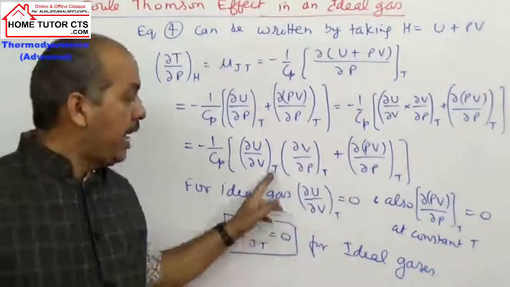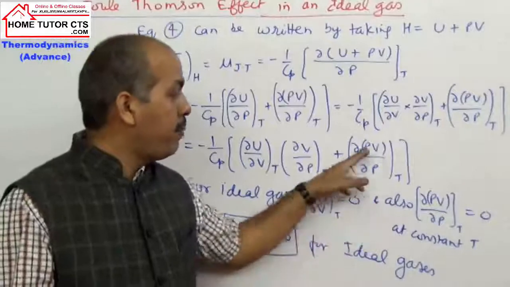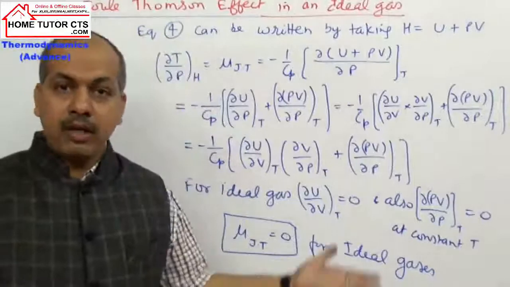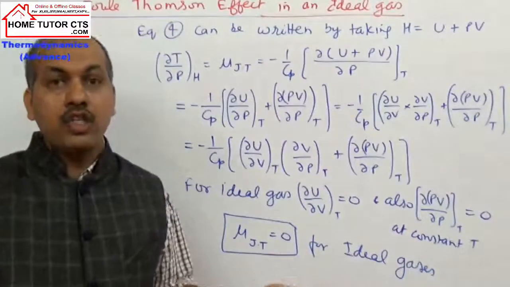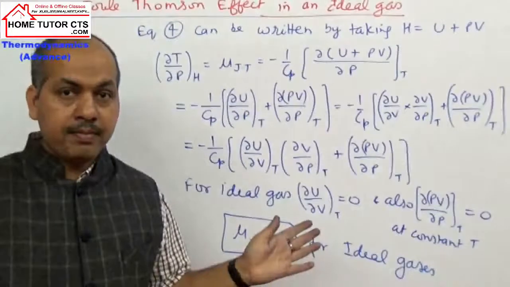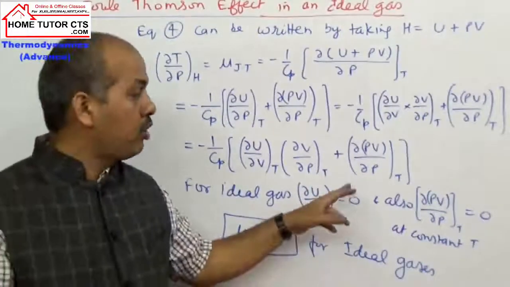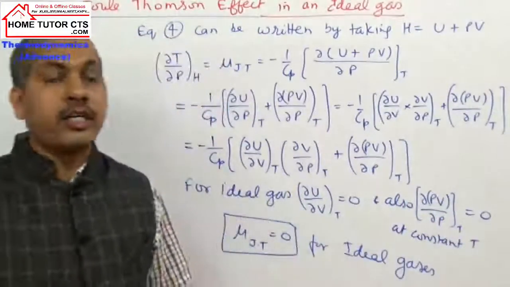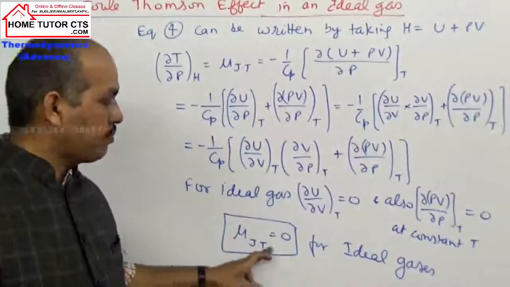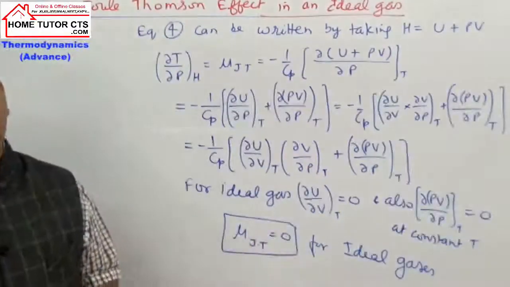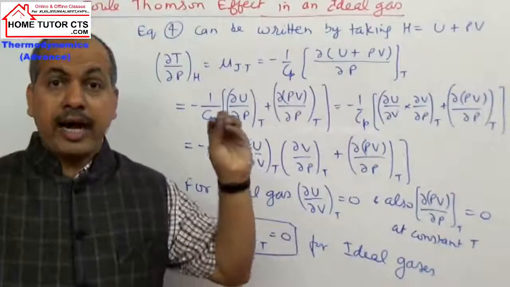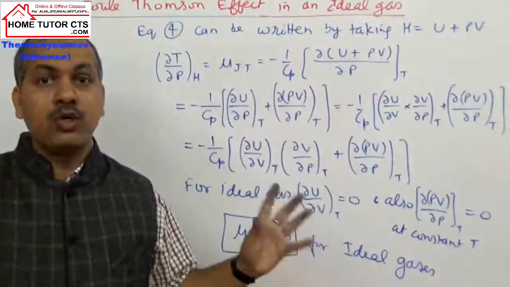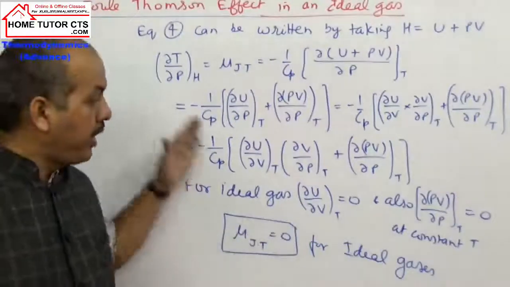It is 0 for an ideal gas, and also we know that del Pv by del P at constant temperature, by definition of Boyle's law, for constant temperature and a fixed amount of gas, the product of pressure into volume is constant, so this term becomes 0. So the whole term becomes 0, meaning mu JT becomes 0. For that reason ideal gases do not show the Joule-Thomson effect. Only real gases will show the Joule-Thomson effect. I hope it is clear.